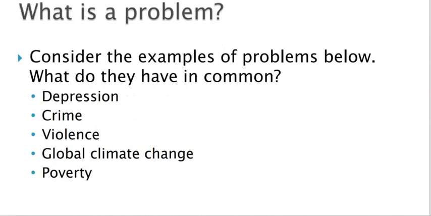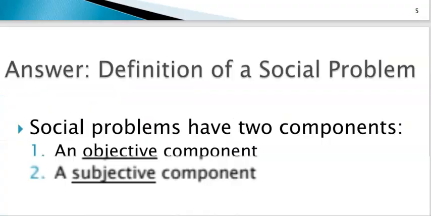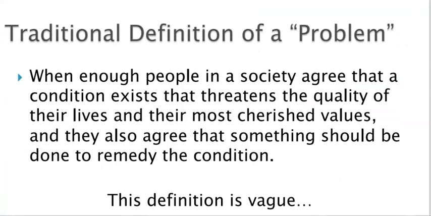So how do we define community problems? What is a problem? Consider the examples of problems below. What do they have in common? Depression, crime, violence, global climate change, poverty. Answer: social problems have 2 components. There is an objective component and a subjective one.